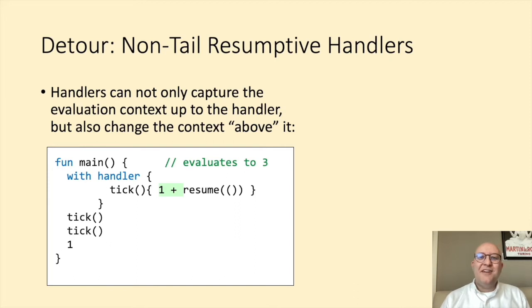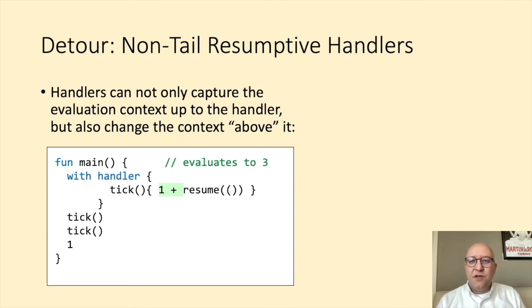Thank you, Yu, for the nice introduction. In this section, I will show how we can express dynamic named handlers, where we can, for example, dynamically create an arbitrary amount of references and return them from deep inside the call stack. To understand how this works, we first take a short detour into non-tail resumptive handlers.